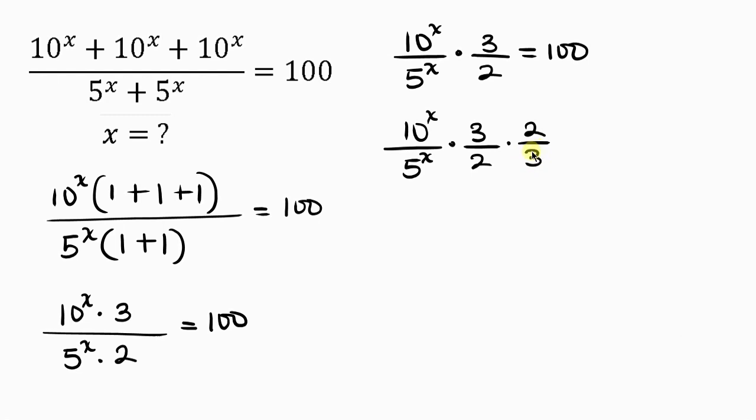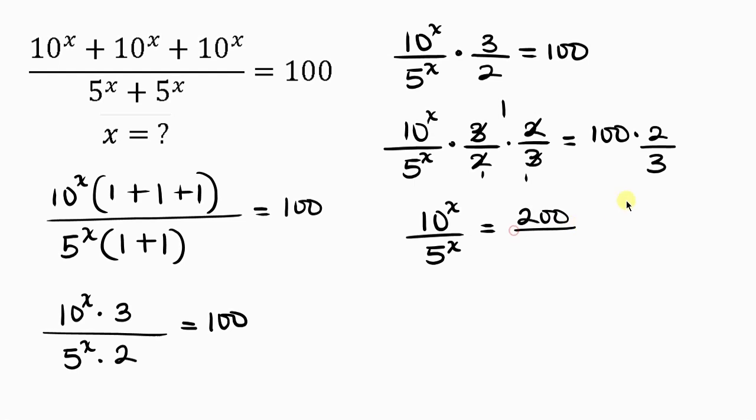And as I multiply the left-hand side by 2 over 3, I will also do the same to the right-hand side. So on the right-hand side, I've already got 100 there, so I'll be multiplying it by the same number, 2 over 3. Good. Now, 2 divided by 2, that's 1. 3 divided by 3, that's 1. So we have 1 remaining. So 1 times 10 to the x over 5 to the x provides the same thing, which is 10 to the x over 5 to the x. And this is equal to, now 100 times 2 is 200 all over 3.